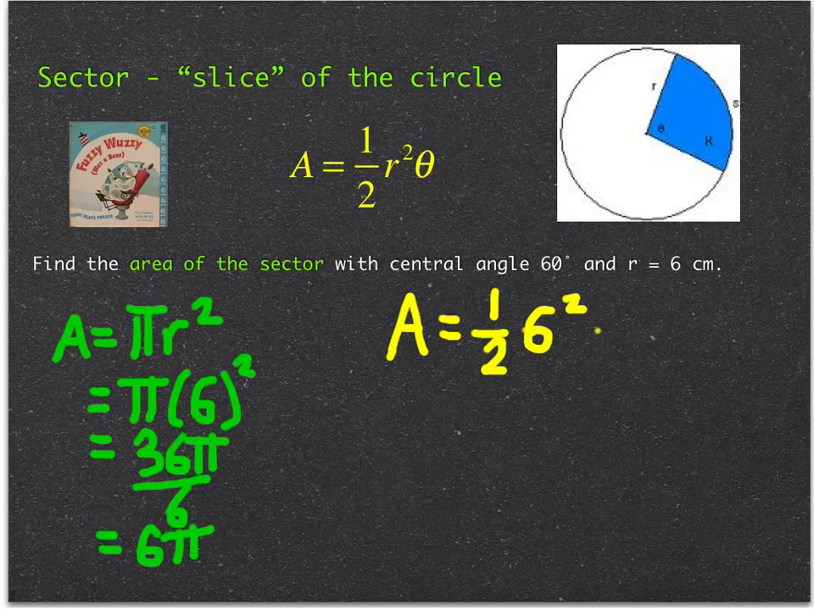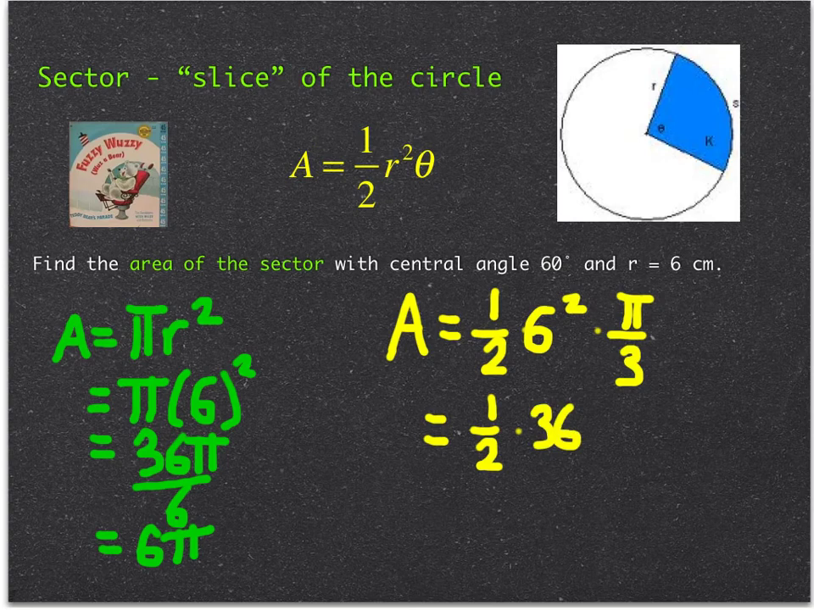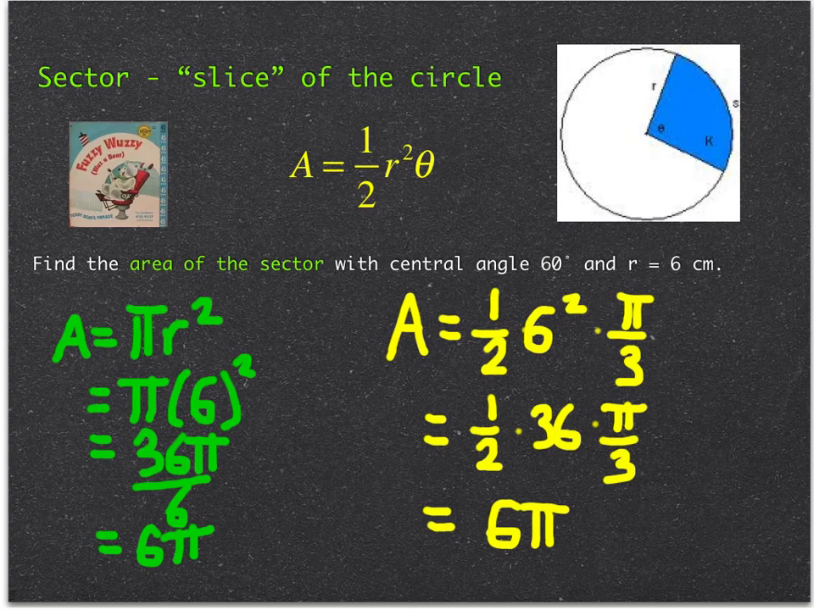So 60 degrees is that pi over 3. And we'll see if we actually multiply this out. This is 1/2 times 36 times pi over 3. I'm going to still get that same answer once again, 6 pi square centimeters. So the formulas work nice. Don't always have to have them.